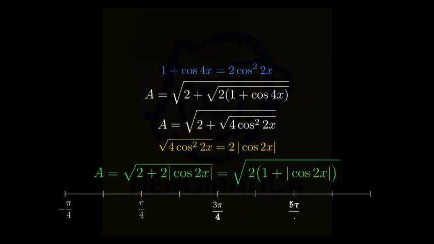Next, we analyze when cosine 2x is non-negative or negative. To guide our reasoning, we draw a number line from negative pi over 4 to 7 pi over 4, marked in steps of pi over 4.